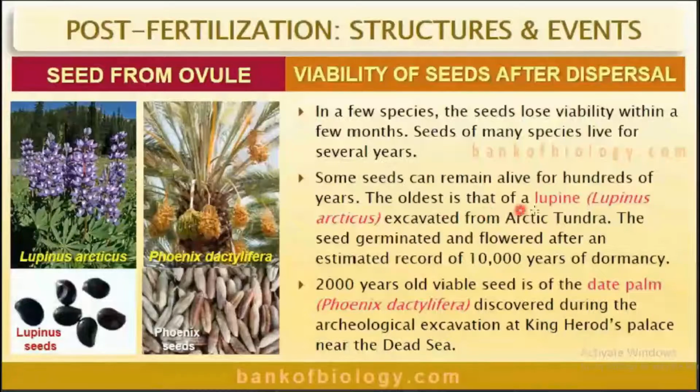The oldest is that of a lupin, Lupinus arcticus. This is the plant, found in the Arctic tundra. The seed germinated and flowered after an estimated record 10,000 years of dormancy. Seed viability is 10,000 years. Then what about the date palm? Its scientific name is Phoenix dactylifera.